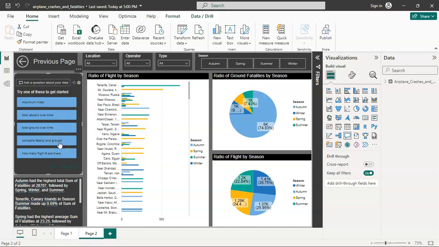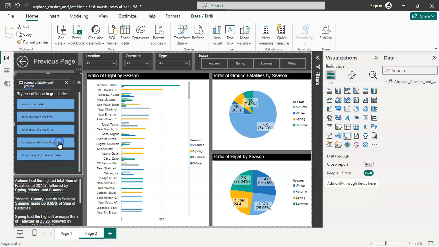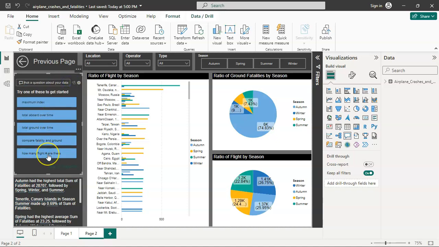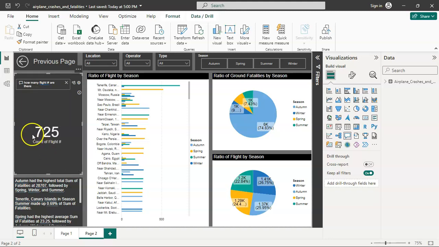You can also compare fatalities on air and on the ground. The sum of air fatalities is 105,479, and the sum of ground fatalities is 8,440. The last one there is how many flights there are. This gives us the total number of flights in the dataset.